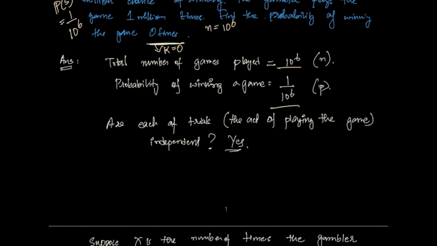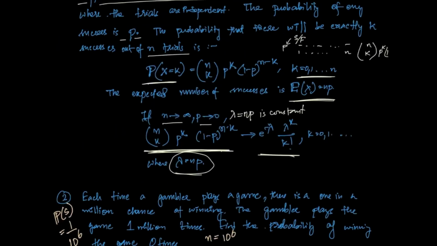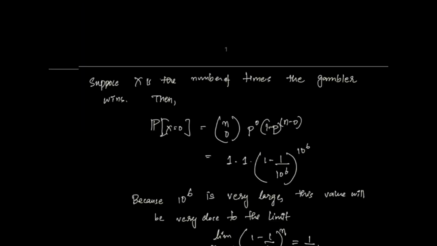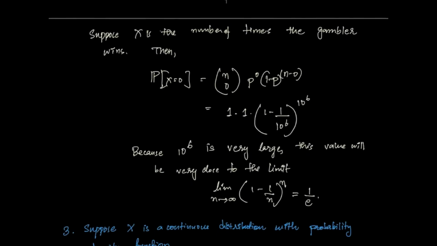Are each of the trials independent? Yes, basically. A gambler plays a game, and the result of one game shouldn't affect the result of another game that he plays. So they're independent, and we can apply this very beautiful formula for P of X equal to k. From there, P of X equal to 0 is nothing but nC0 into p to the power 0 into (1 minus p) whole to the power n minus 0. Simplifying, this comes out to be 1 minus 1 by 10 to the power 6, whole to the power 10 to the power 6. So this is actually this value.